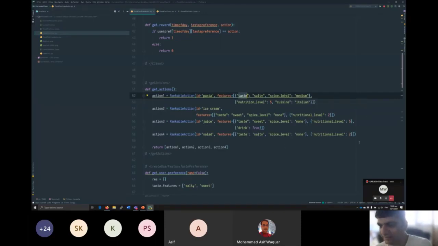And then for some of them, I didn't even pass any values for spice level, right? The idea in Personalizer is you can add these features as you keep finding more knowledge, and that's something you can improve over a period of time, right? So I gave 4 choices for it, saying that, hey, I have pasta, I have ice cream, I have juice, and I have salad, right? These are the 4 choices between which the algorithm needs to pick.